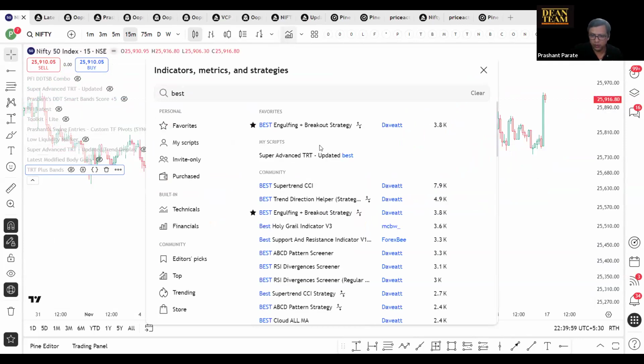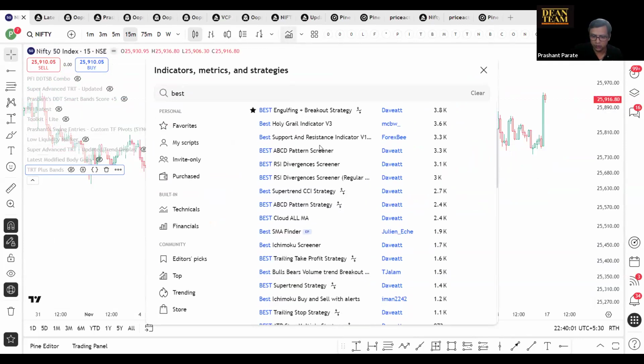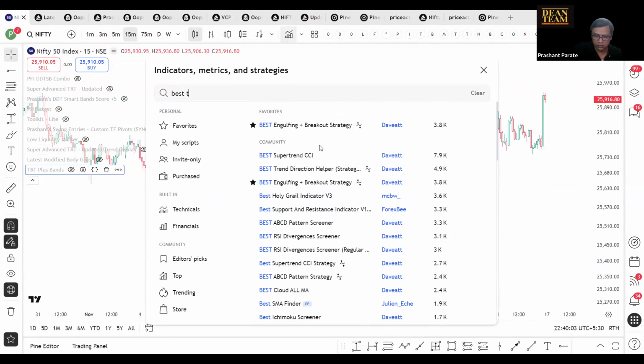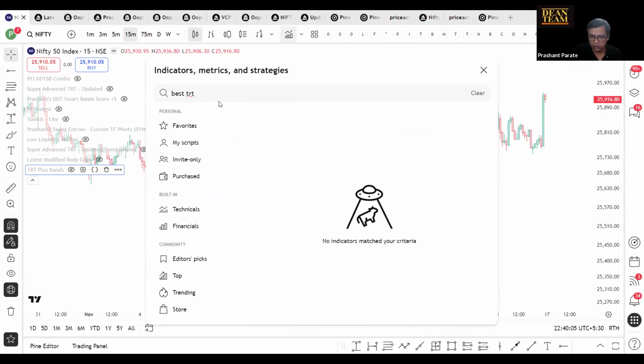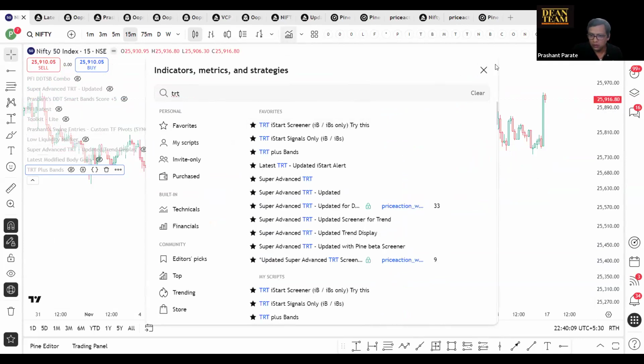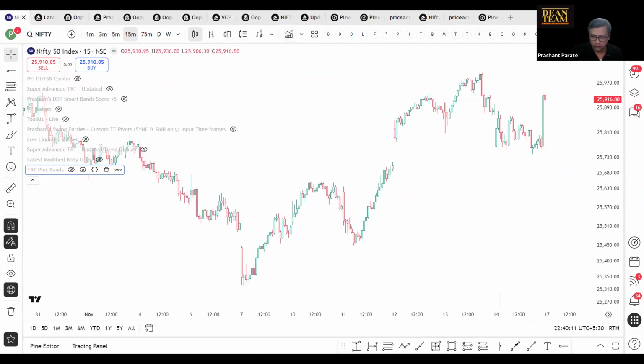So I have just completed one indicator today. And I think it's not visible here. I will have to refresh.